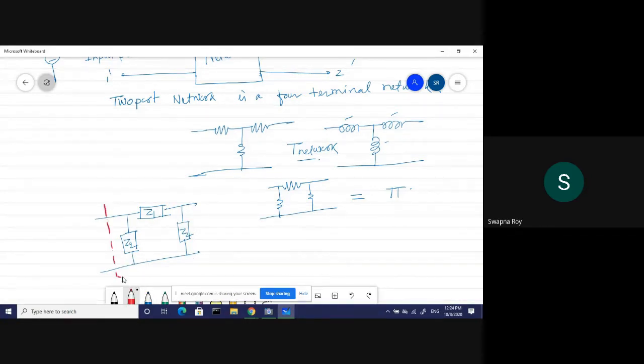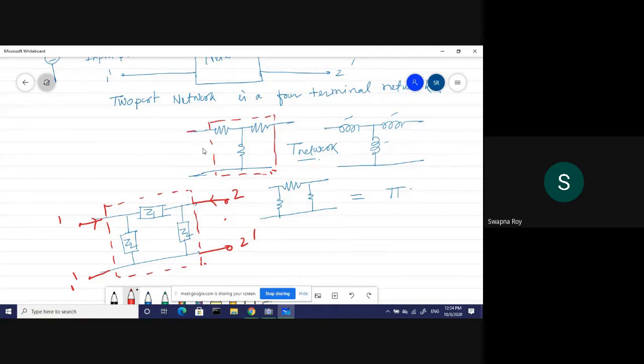If you consider this one as a rectangular box, you can get the input port and output port. This is 1, 1 dash, this is 2, 2 dash. Current is entering at the node. Similarly, you can connect this one as, so this one is the input port, this is your output port.